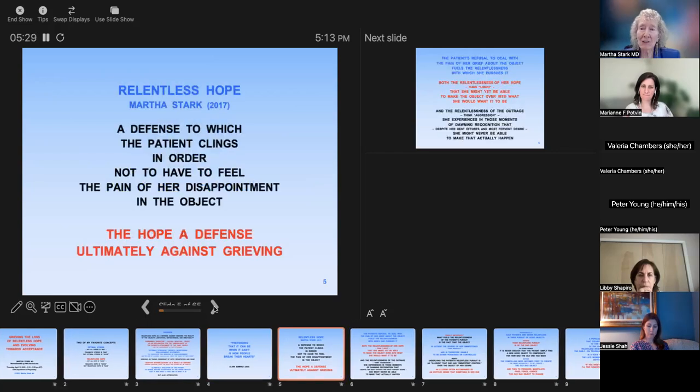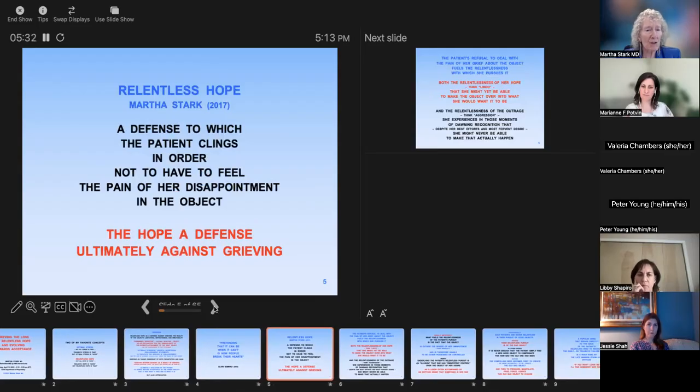Next. Relentless hope is a defense to which the patient clings in order not to have to feel the pain of her disappointment in the object. The hope is a defense ultimately against grieving. And I'm going to be talking about relentless hope as the refusal to grieve, not the inability to grieve. So I think that all people have somewhere the capacity to grieve, but there may well be things that get in the way of their allowing themselves to go there.